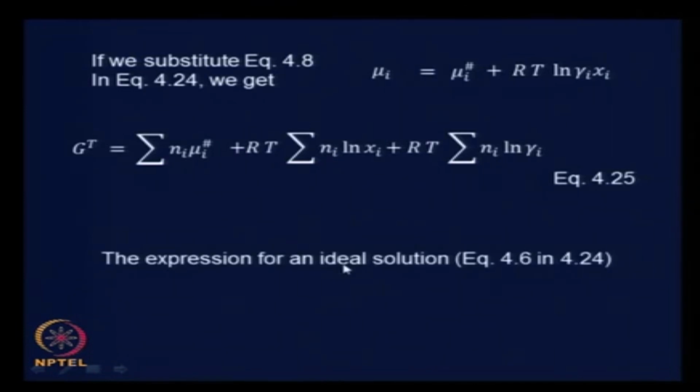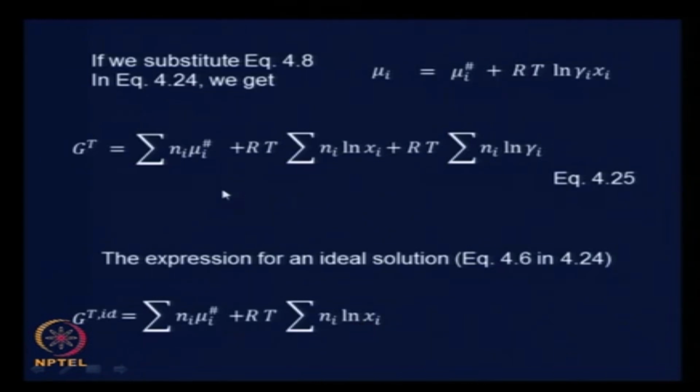At the same time, the expression for an ideal solution we all know. We know that gamma i brings in the non-ideality. So, the expression for an ideal solution, which is actually 4.6 that we presented earlier, would be mu i equals mu i hash plus RT ln xi. Right. Now, if we substitute this into 4.24, we would get G^t ideal equals sum over Ni mu i hash plus RT sum over Ni ln xi. Let us call this equation 4.26.